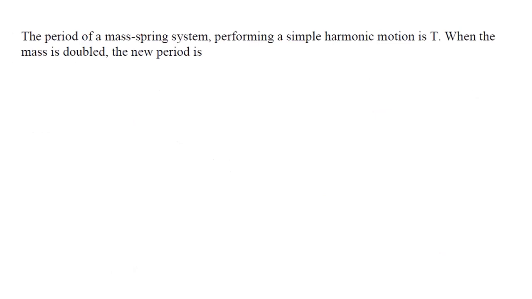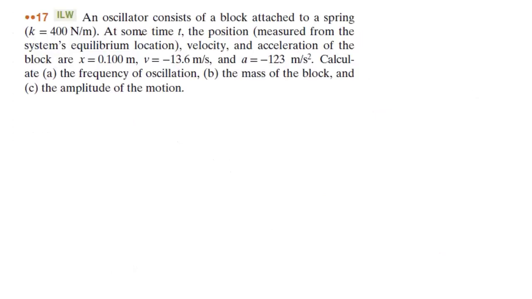Okay, this is straightforward. I will skip this. Now let me go to this problem. I have an oscillator which consists of a block attached to a spring, and I give you the spring constant K. K is equal to 400. At some time, the position is measured from x0, so basically 0 here.